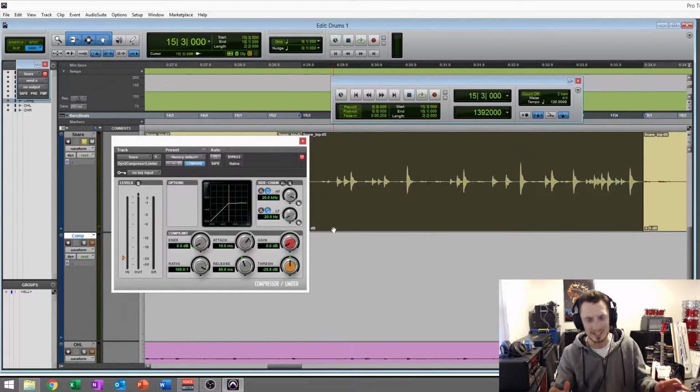Now I know what you're thinking. Sam, you said that we were going to make things loud. That's not louder, that's quieter. Well, you're right. That's because there is still one part of the compressor that we need to take into account to make things actually be louder.